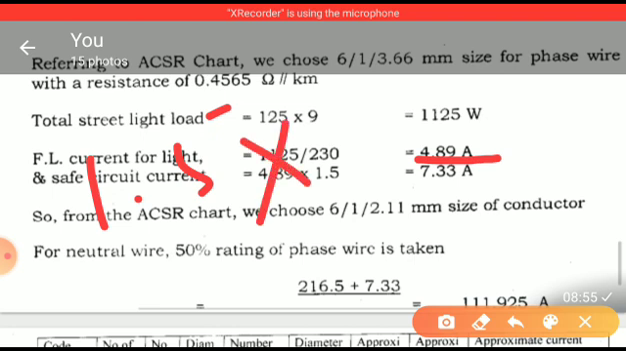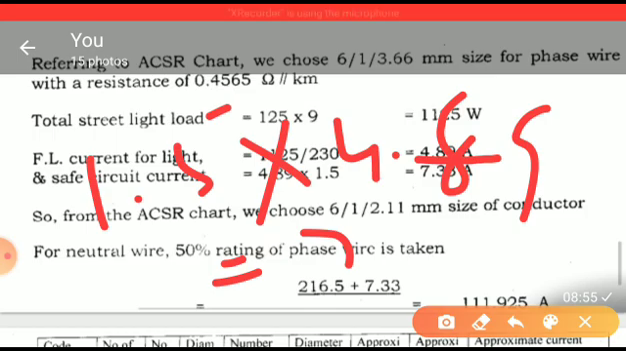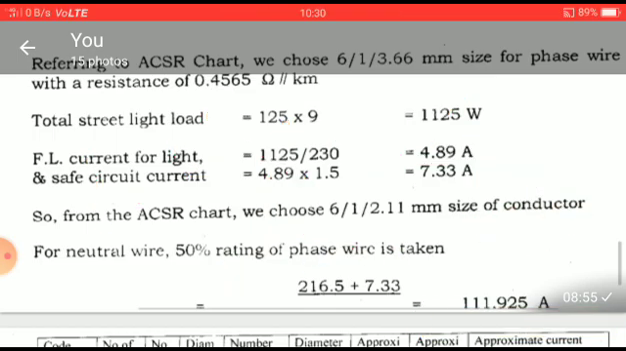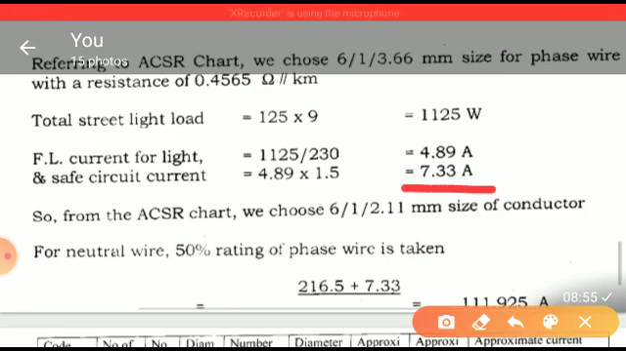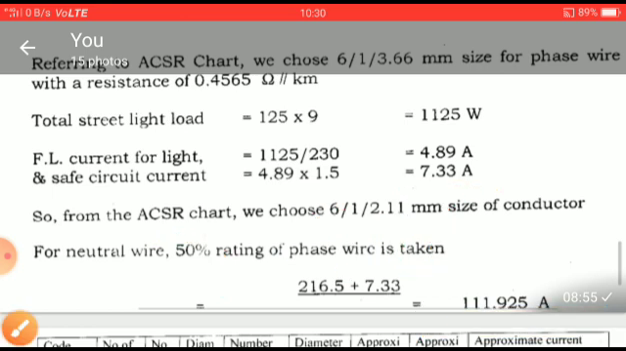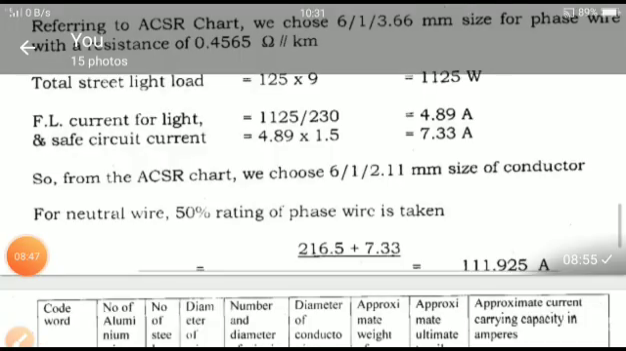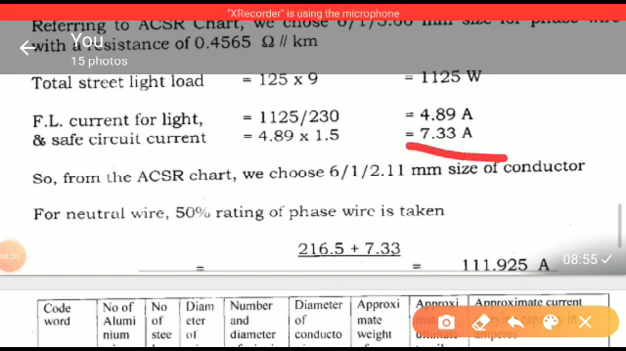So 1.5 into 4.89 current, we are getting 7.33 ampere. So this is the full load current of the street light. 7.33 ampere is the full load current of the street light.